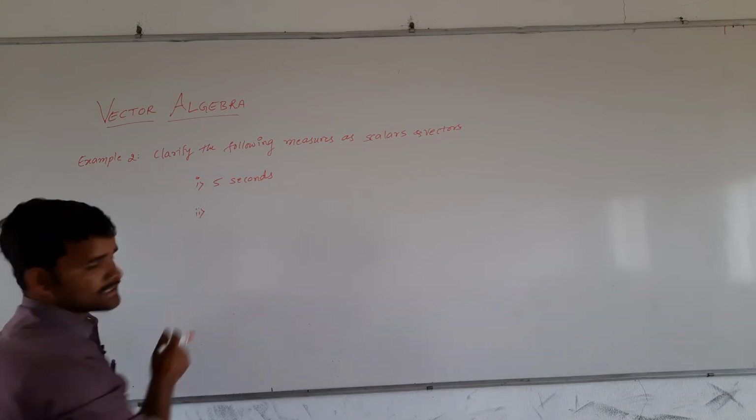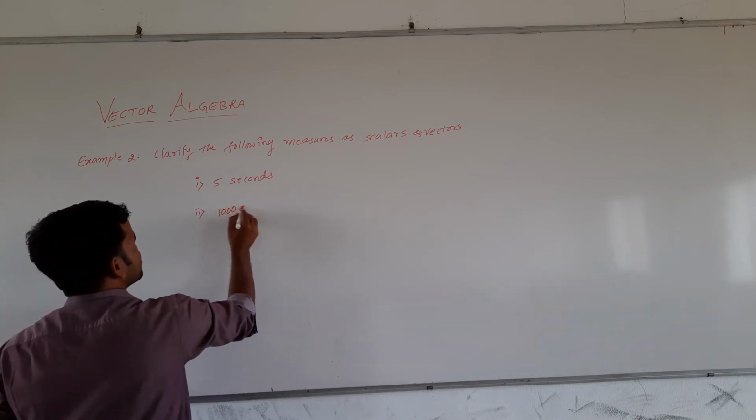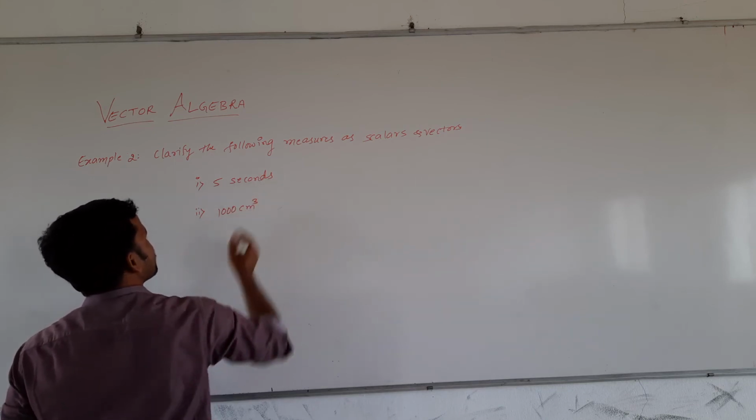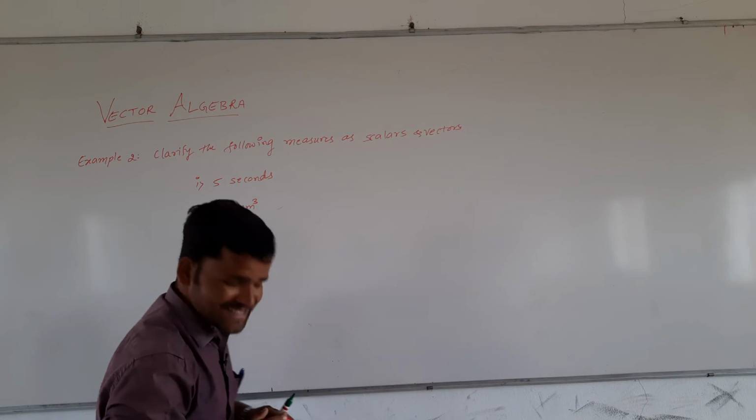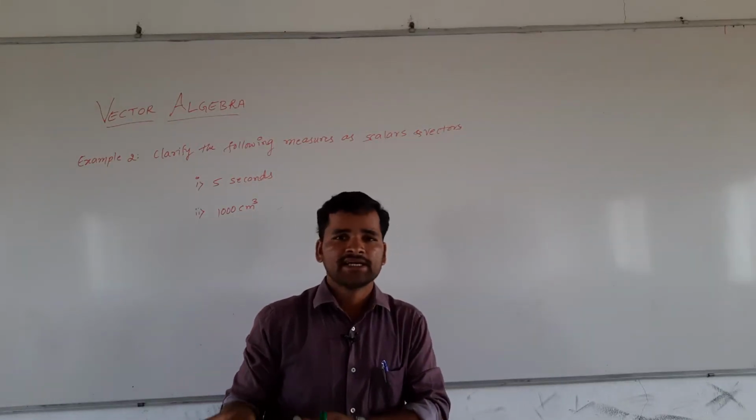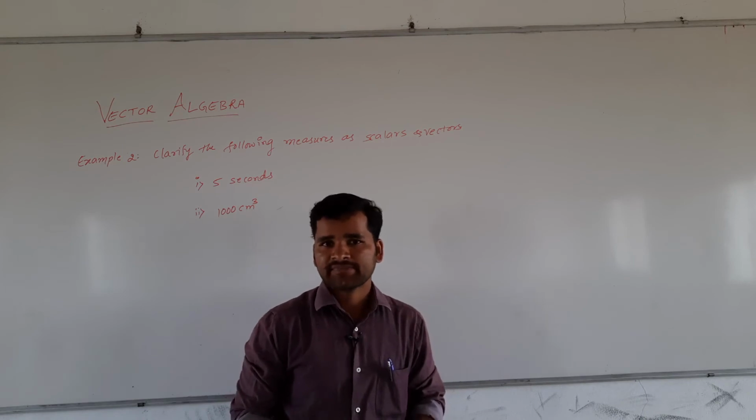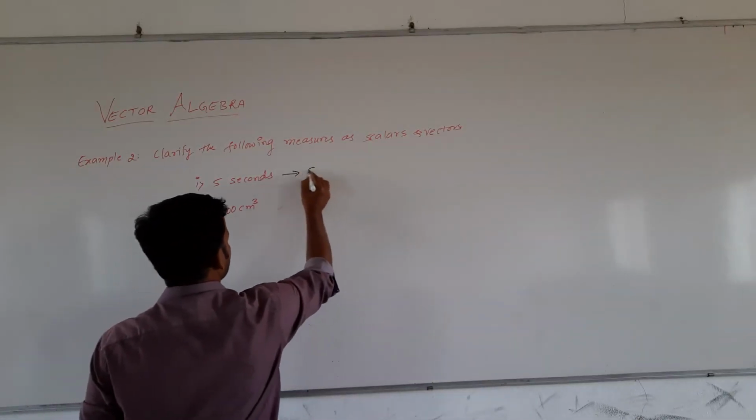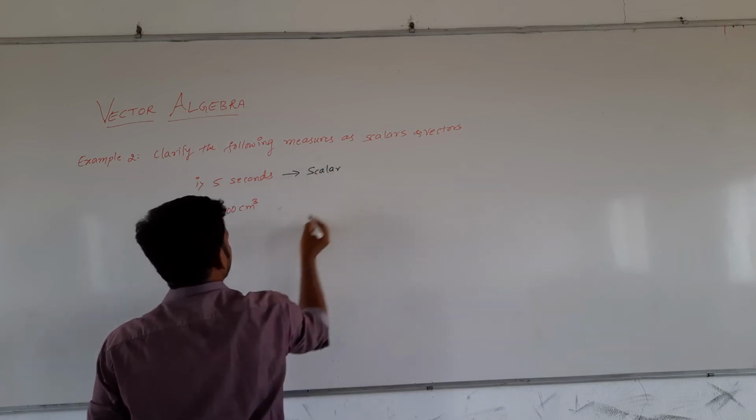Second one, 1000 centimeter cube. Let me write this. 5 seconds, what is it? It is time. It has no direction. Only 5 seconds, 10 seconds, 30 seconds, like that we say. There is no particular direction. So, this is a scalar quantity.